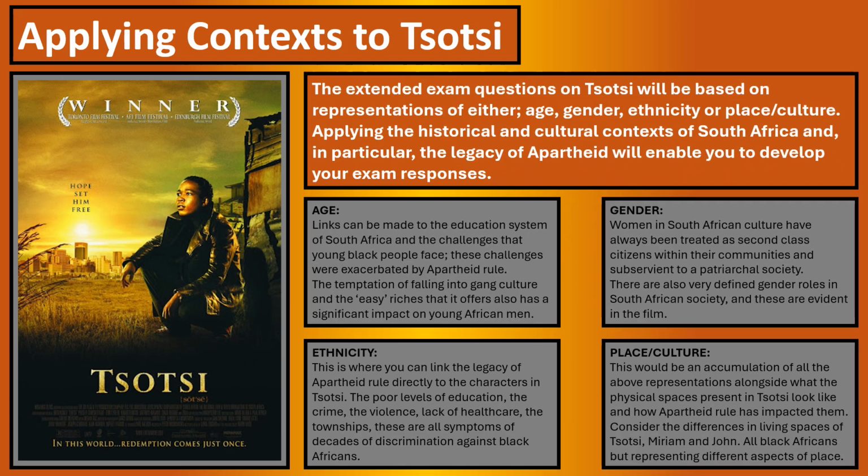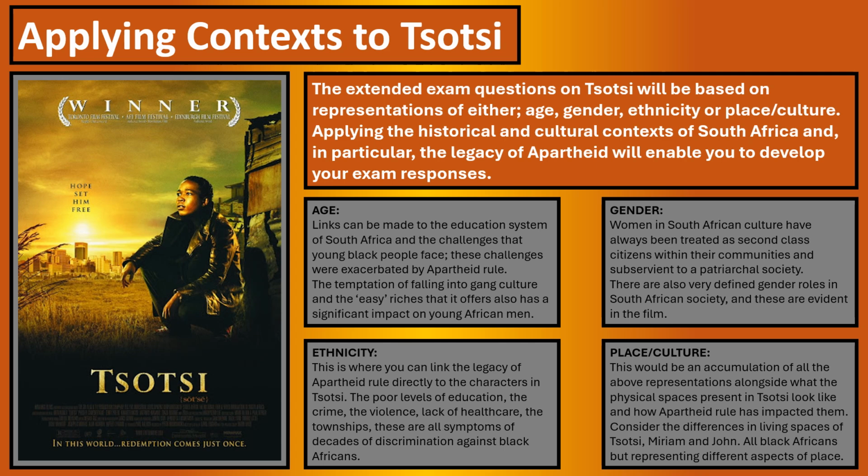So we've got to apply these contexts to Tsotsi. In the extended exam questions on Tsotsi, you're going to be asked about representations of either age, gender, ethnicity, or place/culture, and applying the historical and cultural context of South Africa, and in particular the legacy of apartheid, will enable you to develop your exam responses. So across these four areas, these are where we can think about how that legacy of apartheid has impacted what we see in the film.